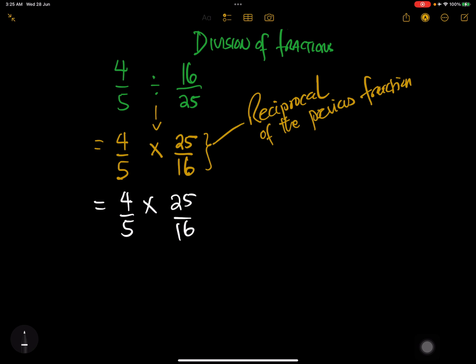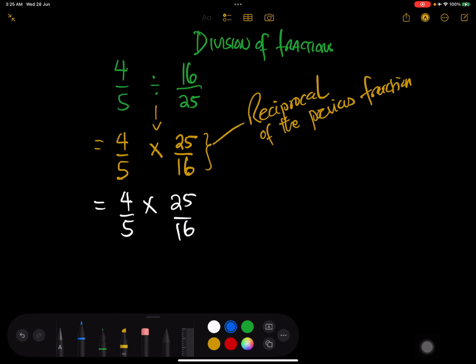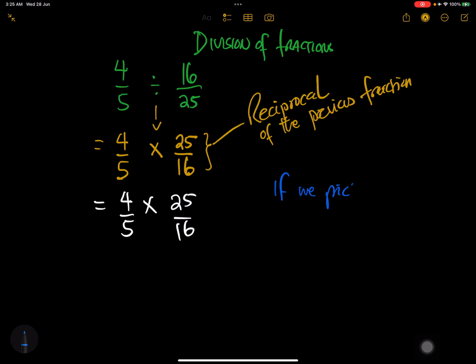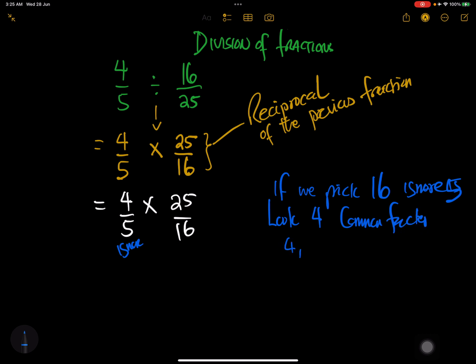We remember that if we pick, let's say, 16, it means we have to ignore 5. Ignore 5, go down the same line. We ignore that number, and then we look for common factors. Is there any common factor between 4 and 16? Yes, it's 4. So we're going to rewrite this again: 4 over 5 times 25 over 16. The common factor between 4 and 16 is 4. So it goes here 1, it goes here 4.